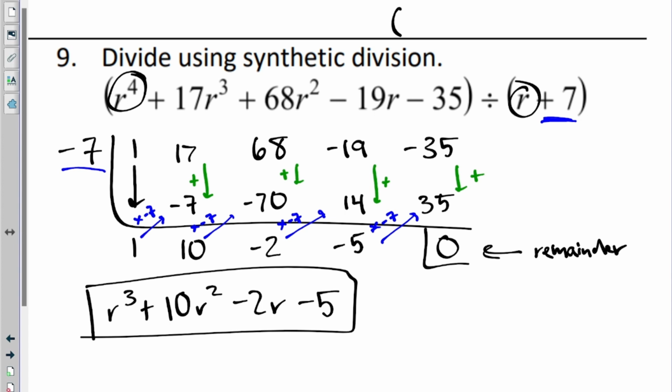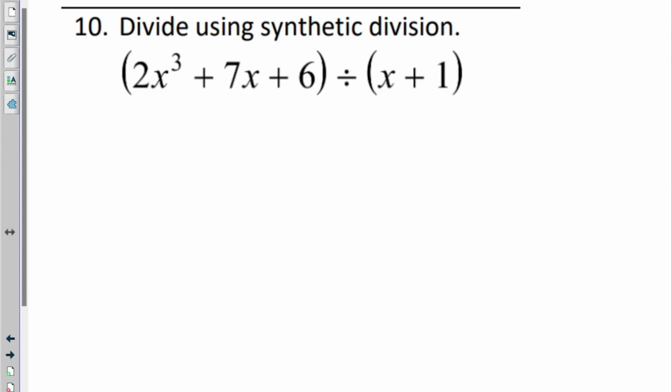Right? If we had a remainder, we could write it as like plus 0 over r plus 7, right? But our remainder is 0, so we don't really have to write that. Okay, let's do the last one. We're on the last problem. Here we are. Okay, I was going to skip it and let you do it for time, but we're here.